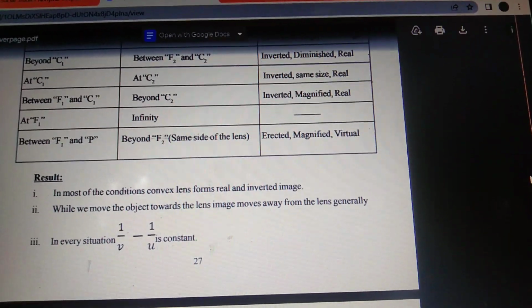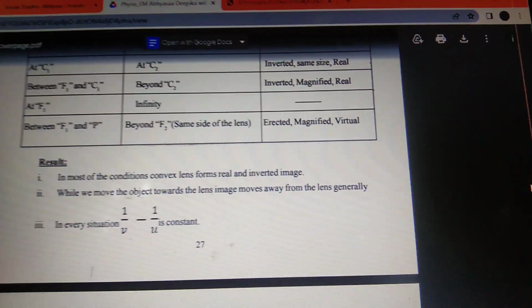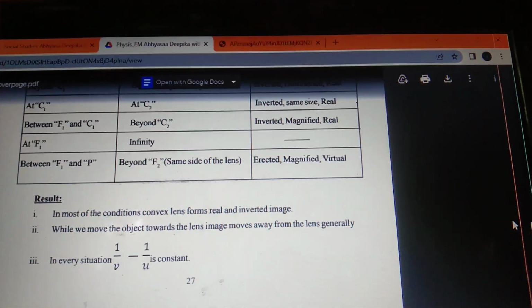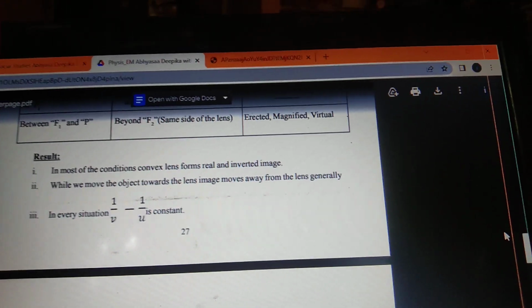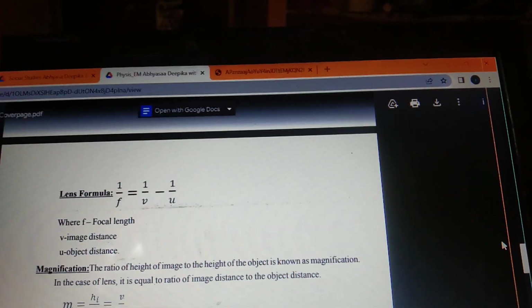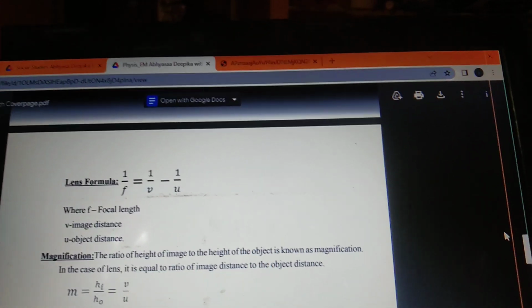So in most conditions, a convex lens forms real and virtual images. While we move the object towards the lens, the image generally moves far away from the lens. In every situation, 1/v minus 1/u is constant. What is the lens formula, children? 1/f equal to 1/v minus 1/u.